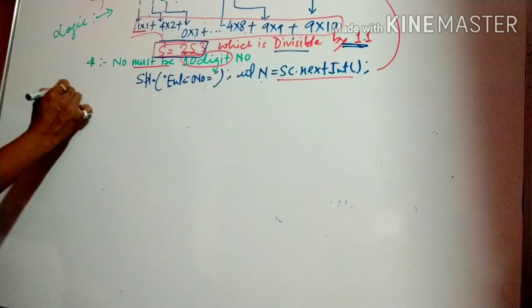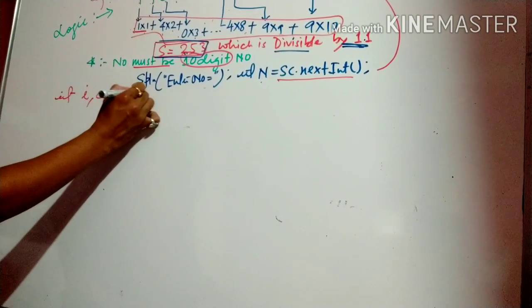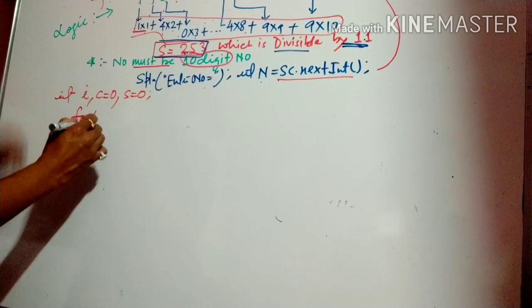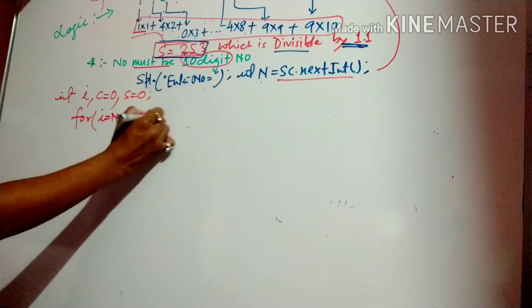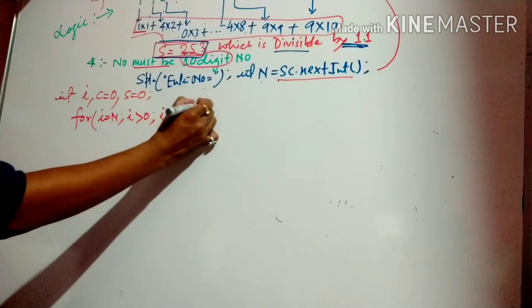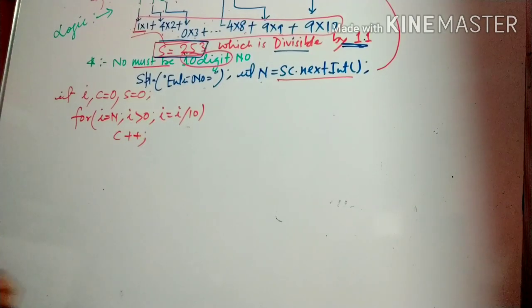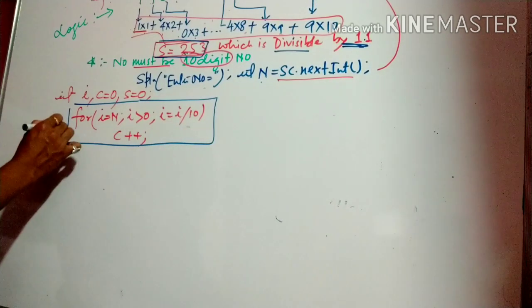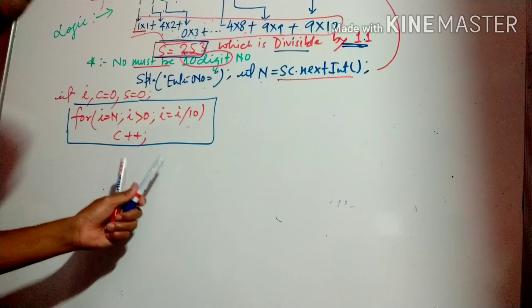How to count the total number of digits? This is i and this is c equal to 0. Suppose s equal to 0. Now counting the total number of digits, what is the process? i equal to n, while i greater than 0, i equal to i by 10, and c plus plus. This loop is used to count the total number of digits. Already explained in the last clip.